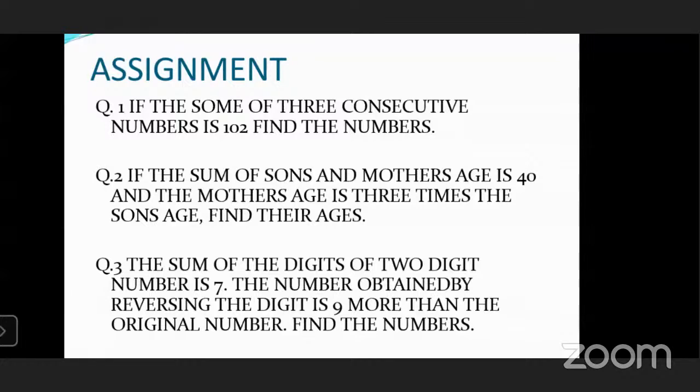If the sum of three consecutive numbers is 102, find the numbers. If the sum of the son's age and mother's age is 40 and the mother's age is 3 times the son's age, find their ages. The sum of the digits of a two-digit number is 7. The number obtained by reversing the digits is 9 more than the original number, find the number.